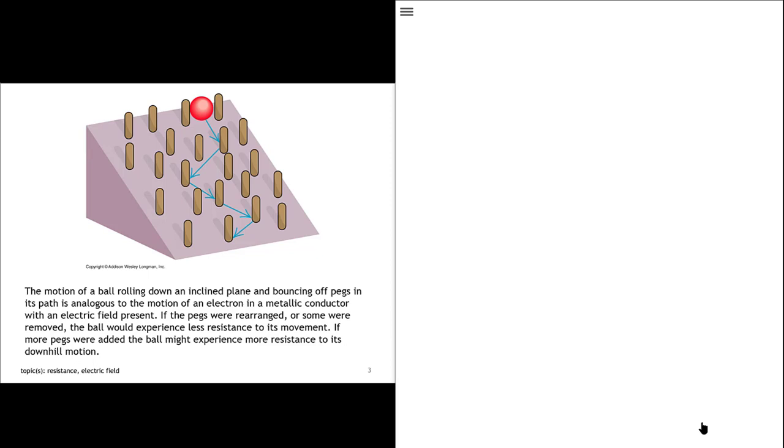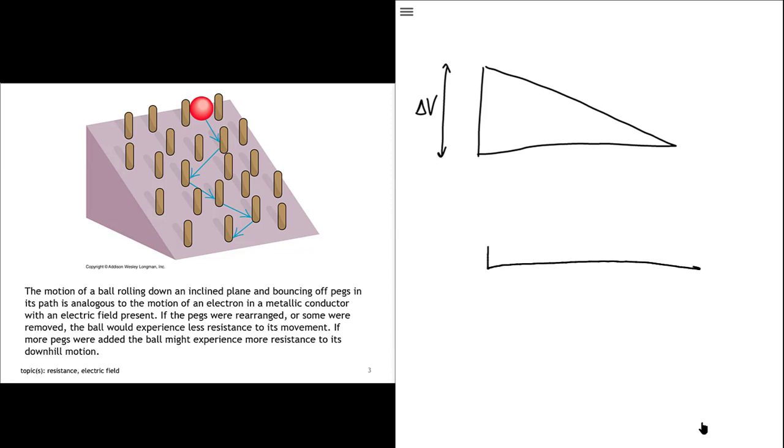Think of a circuit in which we have a battery maintaining a potential difference between 2 points in the circuit. Let's use the analogy of a hill or a plane to represent the potential difference. The height of the plane, or the angle it makes above the ground, will represent the value of the potential difference. The steeper the plane, the greater the potential difference. The more shallow the plane, the smaller the potential difference.